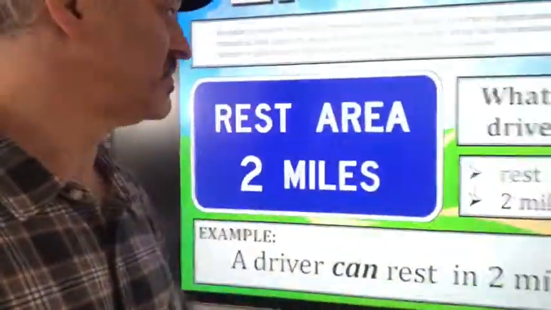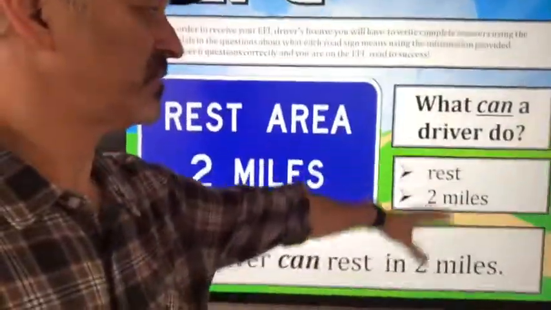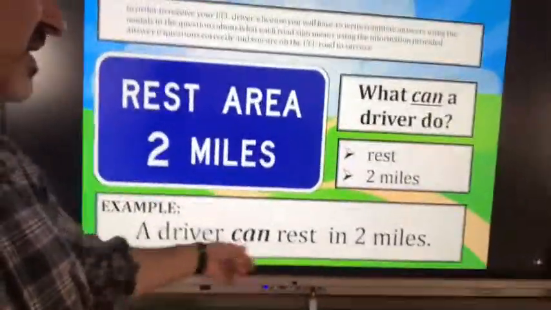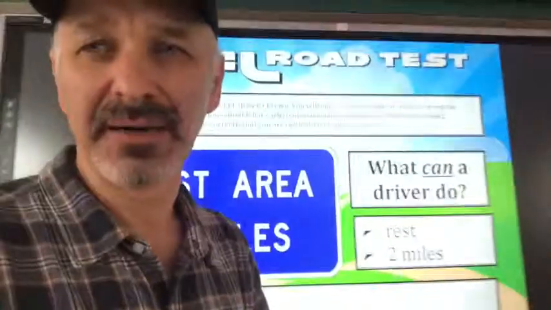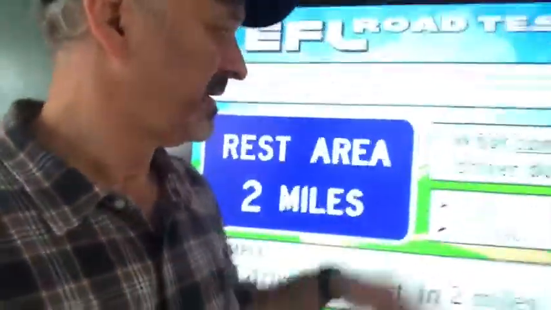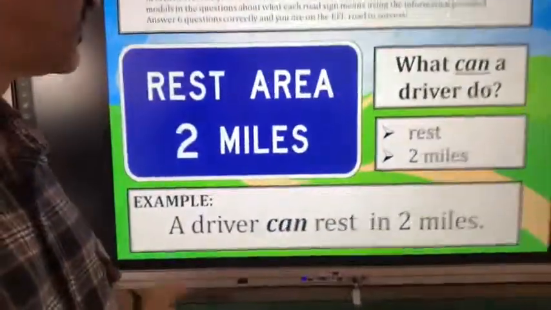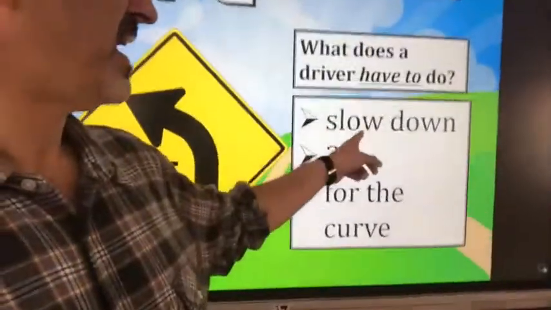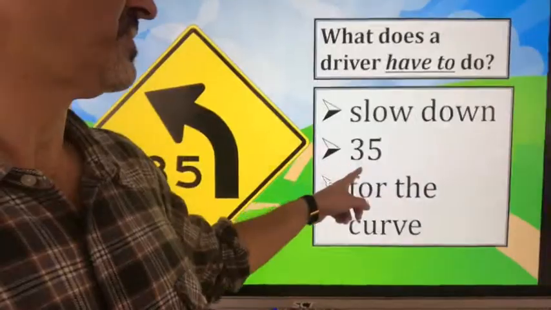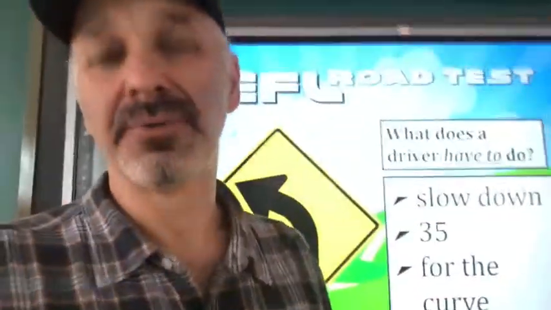What you do is you go through them, explain to them what they have to do is come up with the rule. What can a driver do? So here, an example would be a driver can rest in 2 miles. So I give them a prompt, and I give them a sheet with 10, or I tell them to take out a piece of paper and write 1 through 10. And they have to write down the 10 rules as I present them. So for example here, what does a driver have to do? A driver has to slow down to 35 for the curve would be the correct rule.